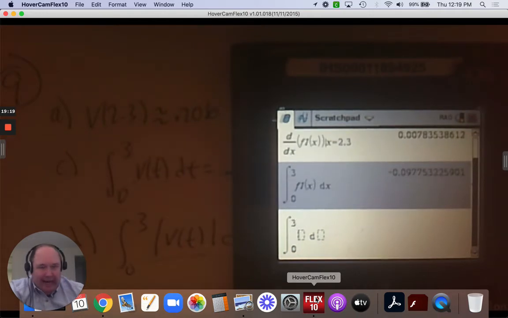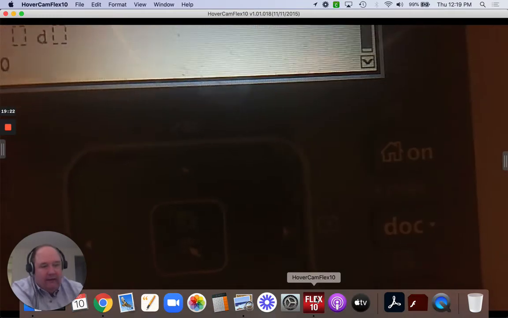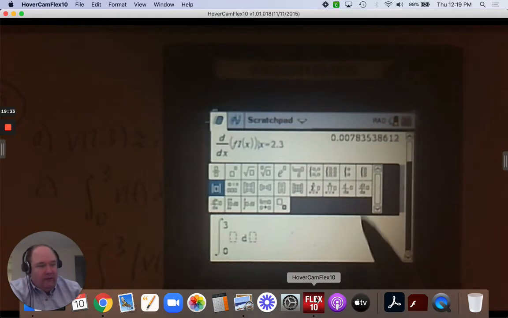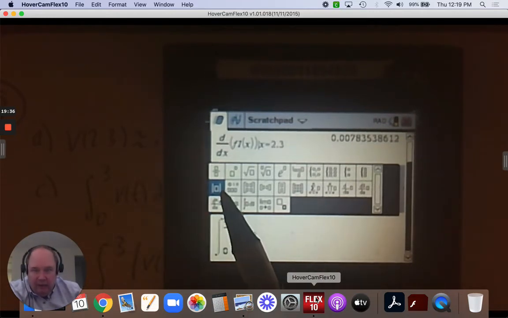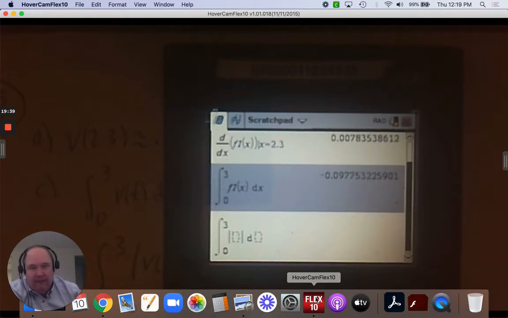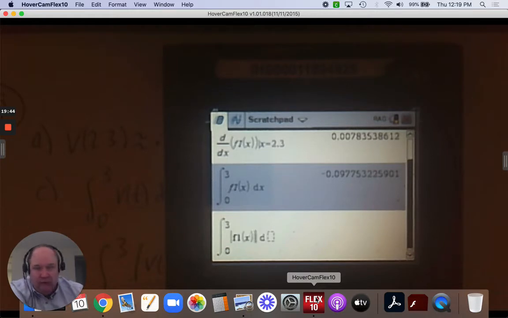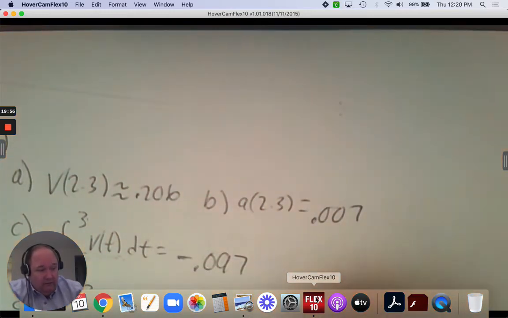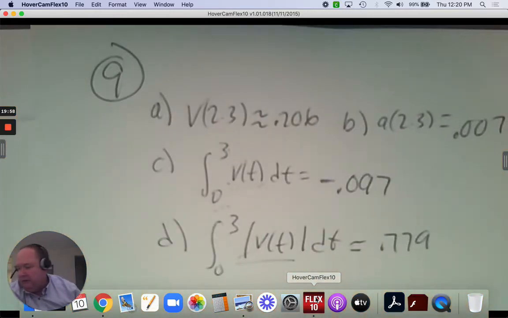I just have to know where the absolute value bars are. So if you look at right beside the number 9, let me turn it sideways here. So right beside the number 9, this button here is what gives you absolute value. So we'll do that. And then you see a bunch of functions that pop up. You want to highlight over this one that has the bars and press enter. Now those are absolute value. Now type in f1 at x, move the cursor at dx, control enter. And there you go. That, again, is the total distance traveled. So that's 0.779. And that's all the parts to number 9.